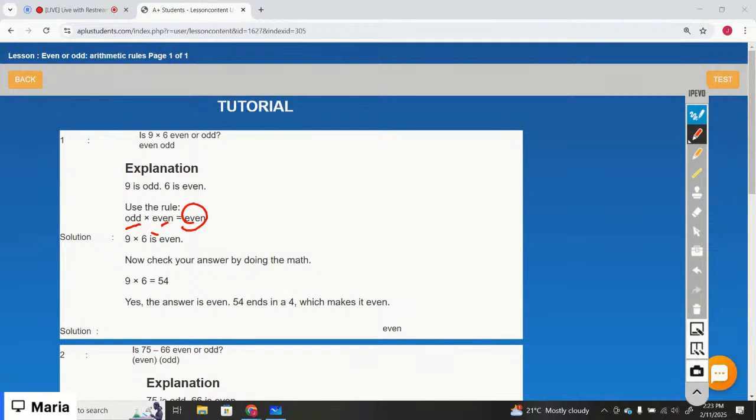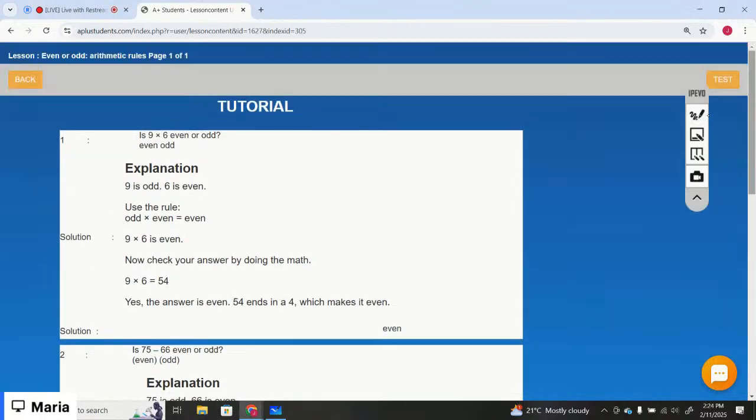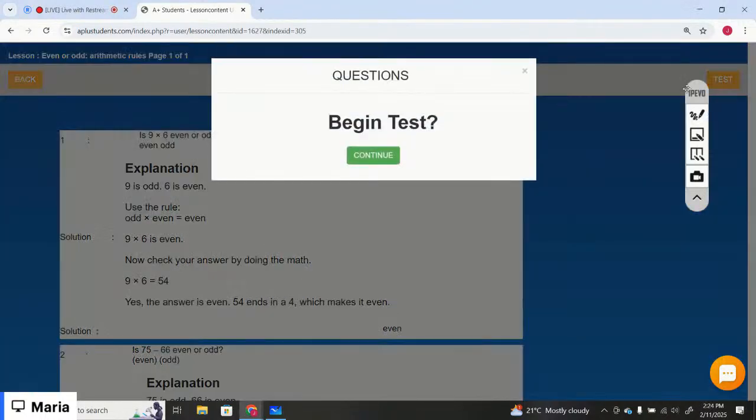So the product of an odd and an even number is always even. You can see by multiplying 9 times 6 is 54, and 54 is an even number, right? You just have to see the rule and see if the answer is even or odd. Let's just start with the test questions.